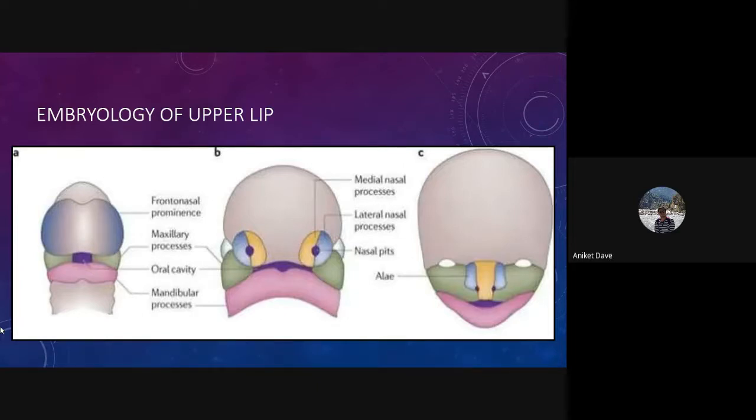The frontonasal process, around the 5th or the 6th week of intrauterine life, develops these nasal pits around which the developing nose is there. And on either side of this are the two medial and lateral nasal processes. When the medial nasal processes move towards each other, towards the midline, they fuse with each other in the midline. And laterally, they fuse with the maxillary process, as you can see in the third image, which is labeled C. So the yellow is the medial nasal process, and the green is the maxillary process.